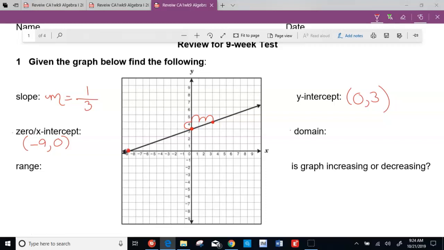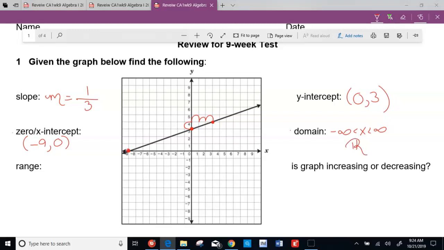My domain is how far to the left and how far to the right my graph goes. Well, the graph has arrow tips, which means it goes infinitely to the left and infinitely to the right. So from negative infinity to positive infinity. Or in other words, we can just say it's all real numbers.